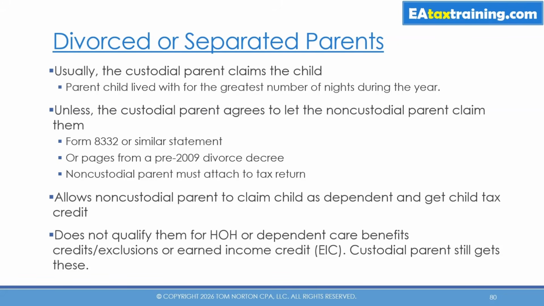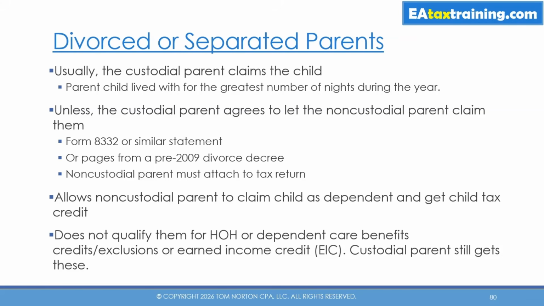If you happen to have one from a pre-2009 divorce, which you're not going to have a lot of those anymore, although it could be, for instance, a disabled child. And you can, of course, keep taking a disabled child no matter what age they are. So if you have a pre-2009 divorce, you can just attach the pages from the divorce decree that explain the situation instead of an 8332. But if it's a divorce decree in 2009 or later, you have to have the 8332.